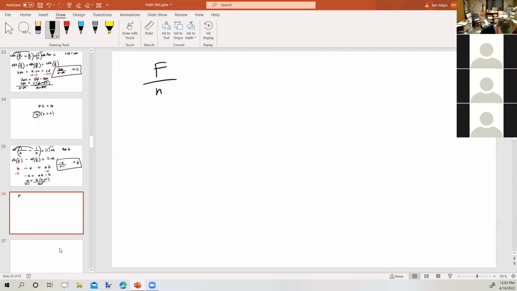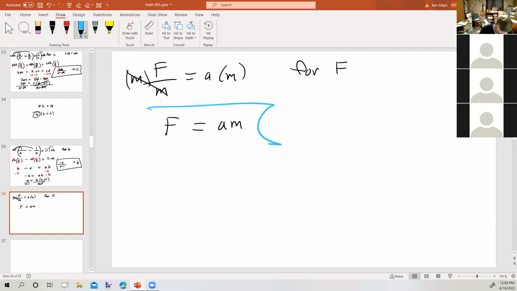F over M equals A. Solve for F. Well, if we multiply both sides by M, we get F equals AM. Not all of them are that easy, right? Okay. We good to go on? Yes.